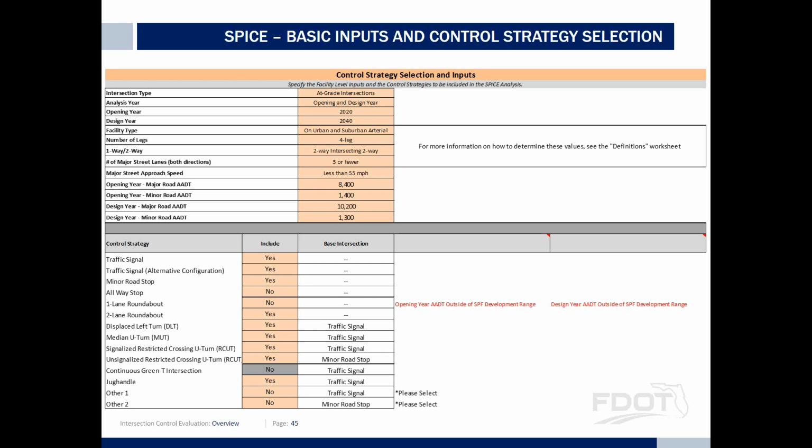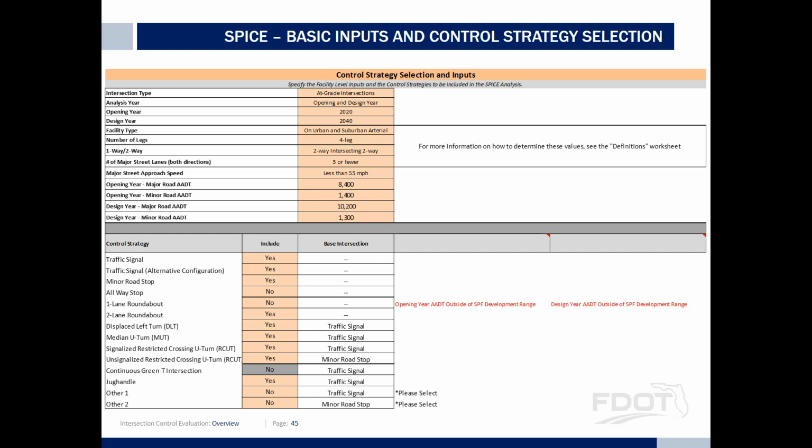everything that you're putting in here goes into whether to use the CMF base conditions, the SPF, safety performance function base conditions, or the CMF values that are needed to compute the safety performance of the different types of alternatives. The opening year major and minor traffic, AADT, and design year. And then the control strategy, whether you want to move that forward or not.